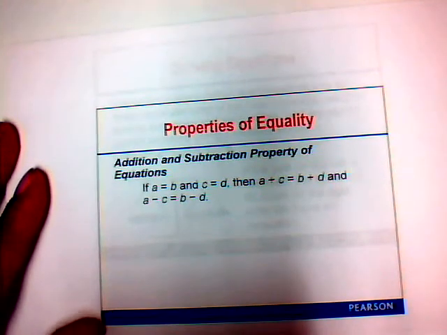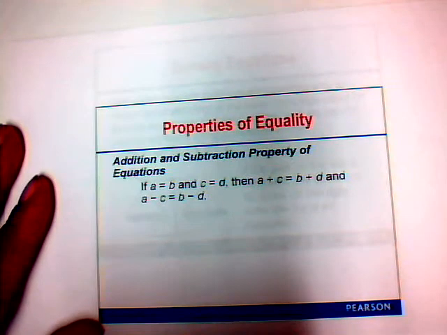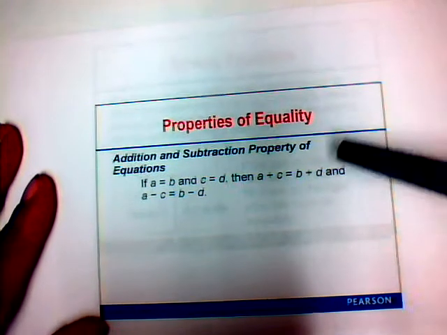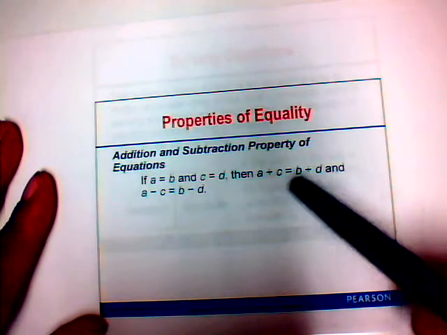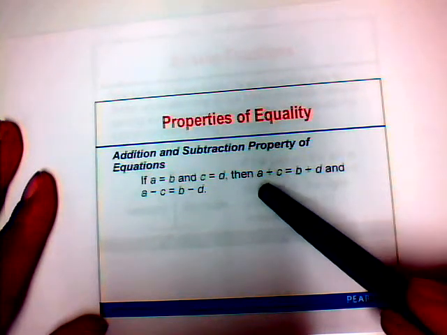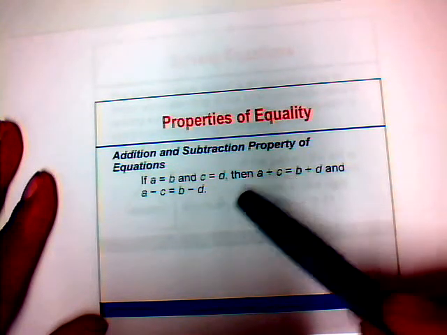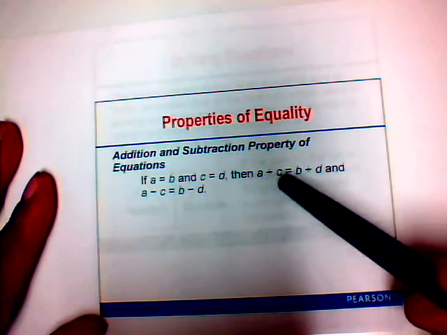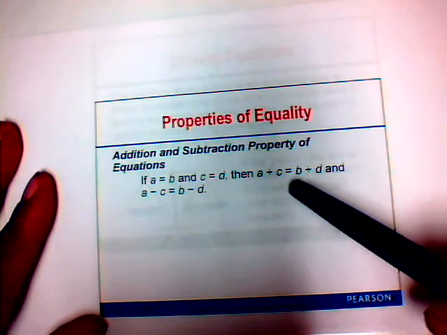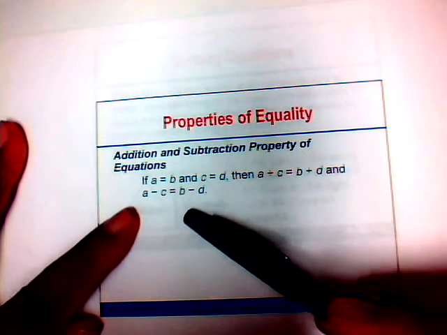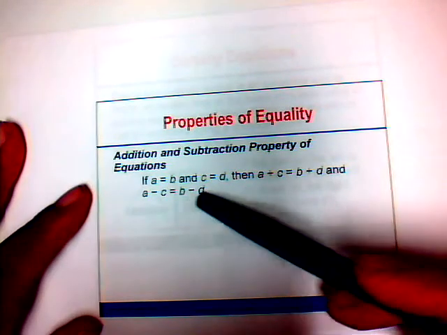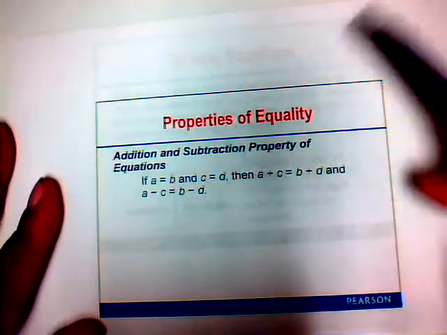And then you have your addition and subtraction properties of equations. In this case, if a is equal to b and c is equal to d, then you can add a plus c and b plus d, and they'll both be equal to each other. Also, a minus c and b minus d will be the same.